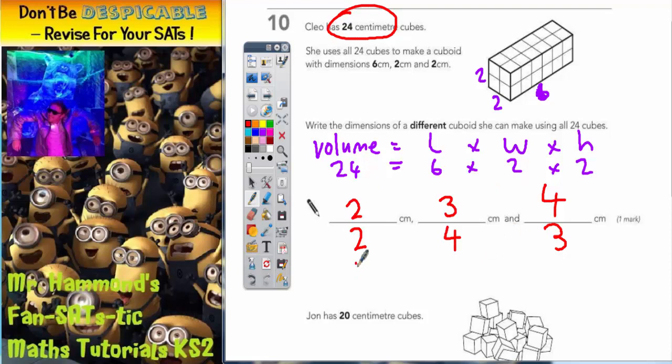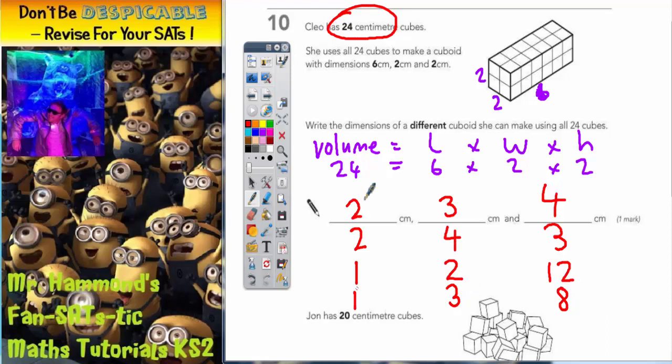Well, we could have 1 centimetre for one of the dimensions, and to get from 1 to 24, if we have the second one as 2, what would the third one have to be? 1 times 2 would be 2, so the third one would have to be 12. 1 times 2 times 12 would indeed give you 24. You could have 1, 3, and 8. 1 times 3 times 8 would also give you 24.